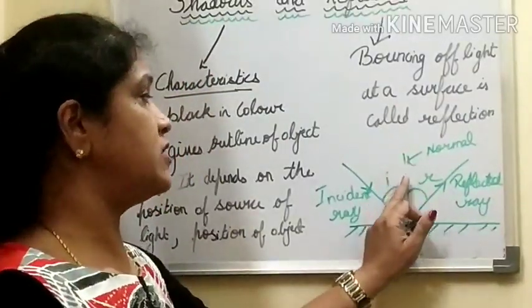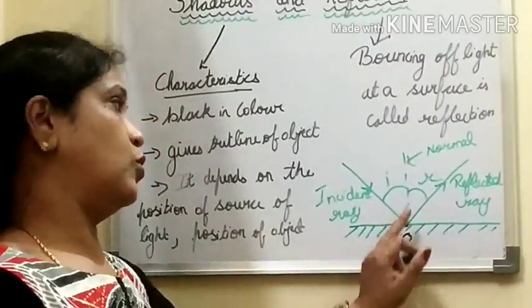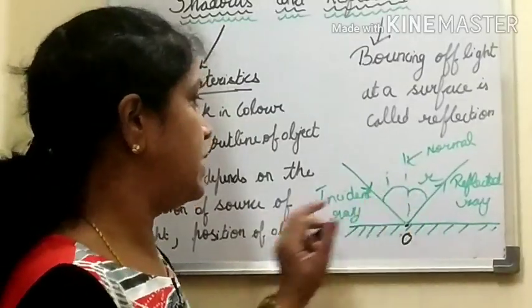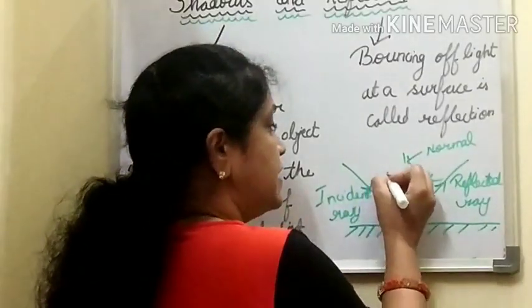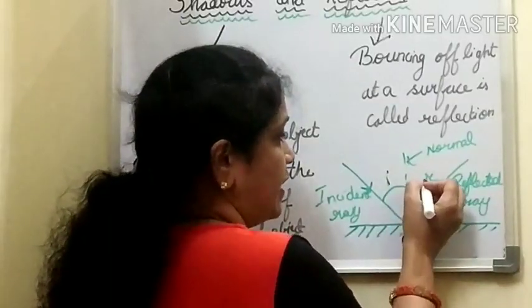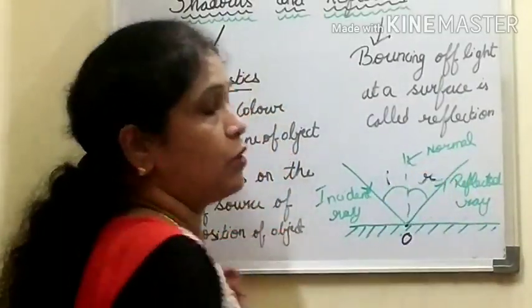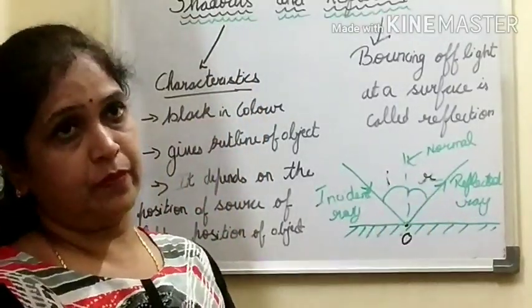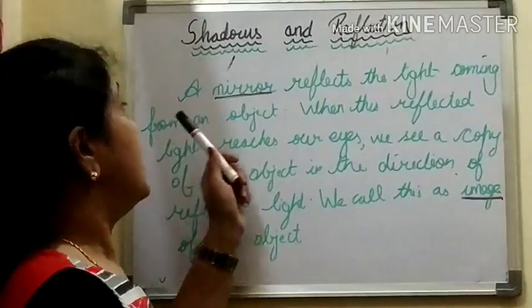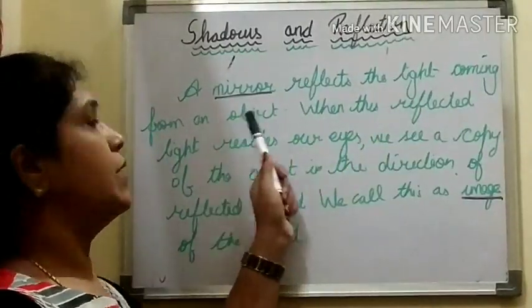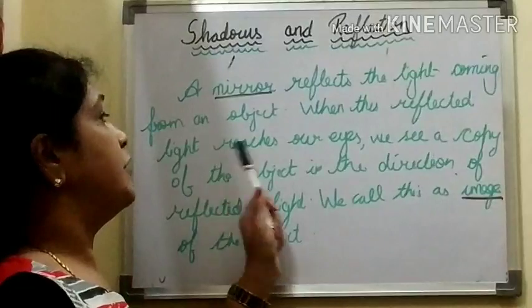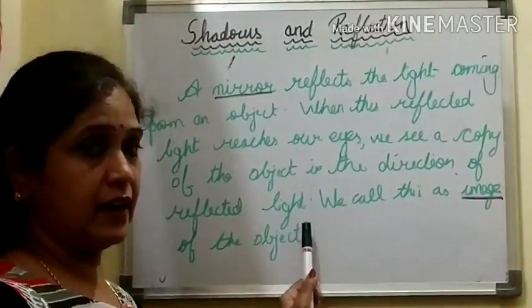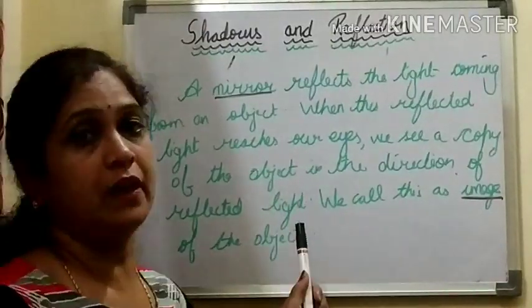An imaginary line drawn at this point is known as the normal. The angle which the incident ray makes with the normal is called the angle of incidence, and the angle which the reflected ray makes with the normal is called the angle of reflection. Okay, how mirrors form images: a mirror reflects the light coming from an object. When this reflected light reaches our eyes, we see a copy of the object in the direction of the reflected light, and we call this the image of the object.